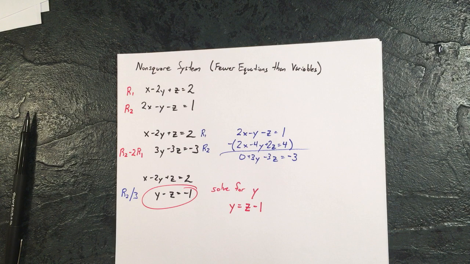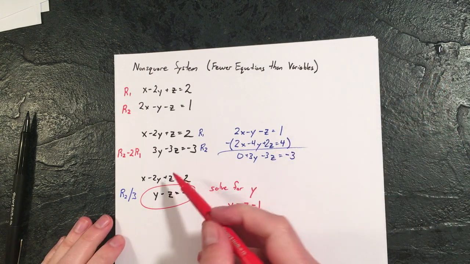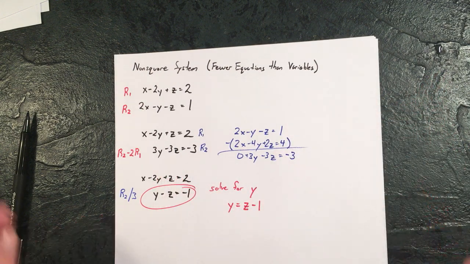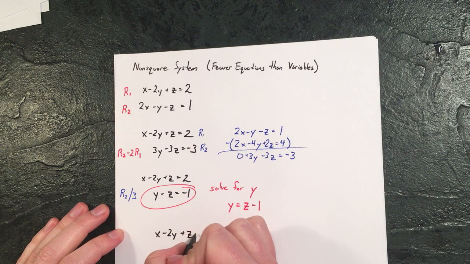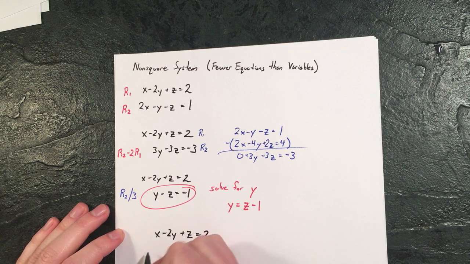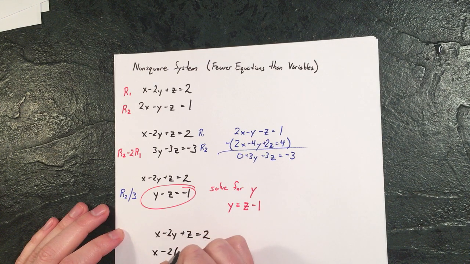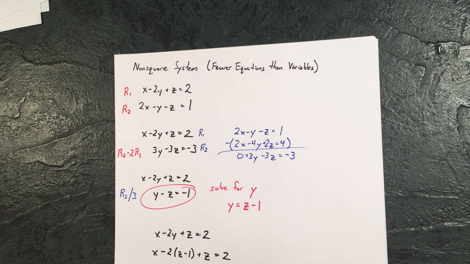And we can use this to plug it back into the first equation as well. So we had x minus 2y plus z equals 2. Let's see, x minus 2z plus 2 plus z equals 2. Combine like terms. We have 2's on each side.